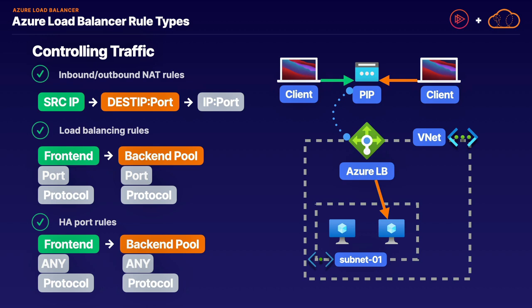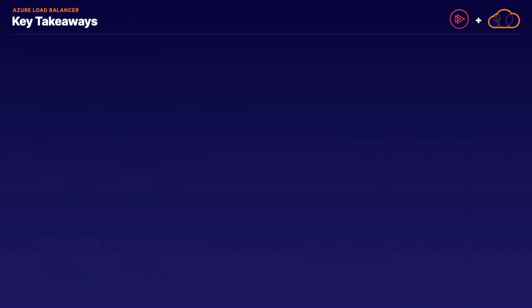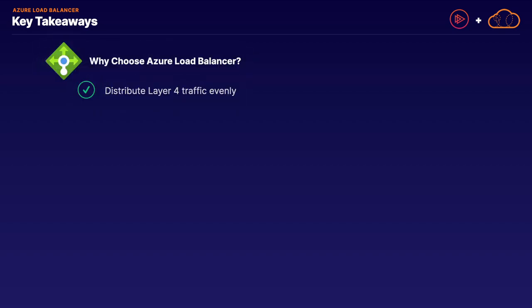Now that we've covered all of this for Azure Load Balancer, let's make our way into some key takeaways from this lesson. Why would we want to choose Azure Load Balancer? Well, the reason is that we distribute layer 4 traffic evenly using Azure Load Balancer, and we can do this on a regional or global load balancing solution so that we can have high availability across either an entire region or globally across multiple regions. So we would use Azure Load Balancer for layer 4 traffic when we're trying to balance traffic regionally or globally.